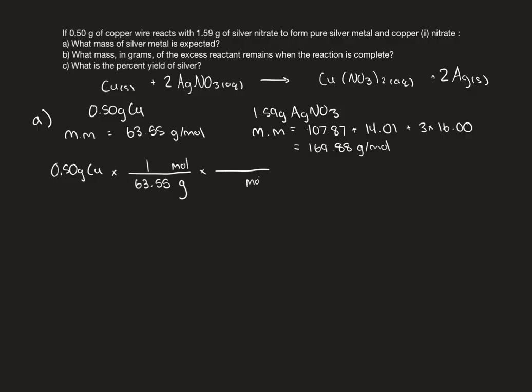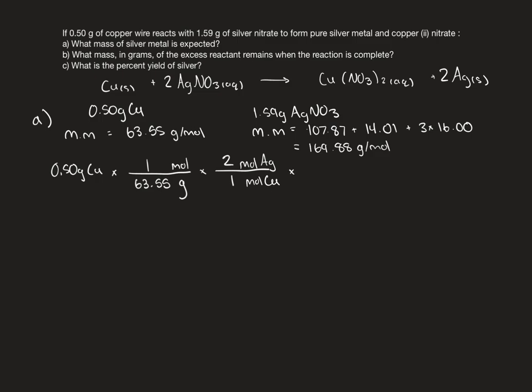Now we will use the mole ratio to convert from moles of copper to moles of silver. So we have moles of copper in the denominator so that it cancels out, and moles of silver in the numerator. When we read the balanced chemical equation, we have 1 mole of copper reacting to form 2 moles of silver. And so we have 2 moles of silver forming from 1 mole of copper.